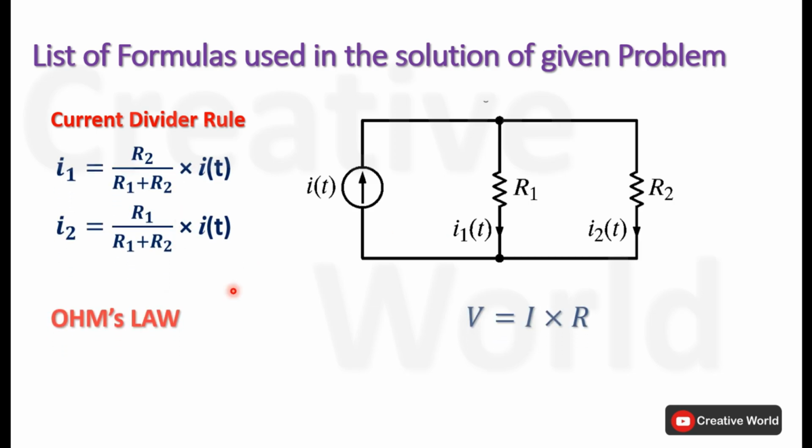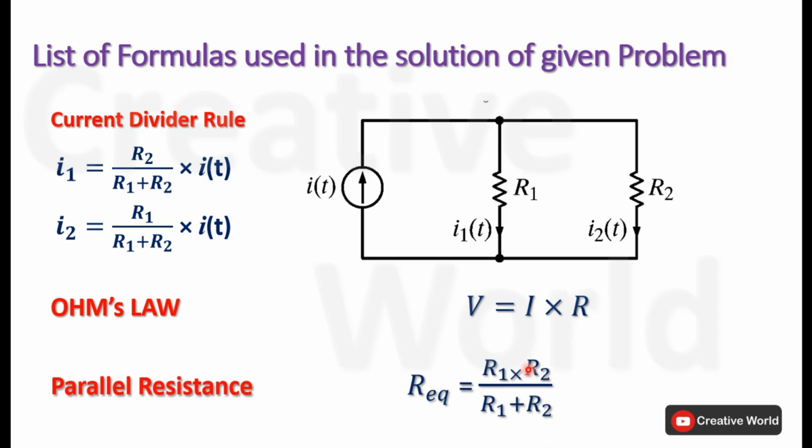We also will be using Ohm's law. According to Ohm's law, voltage across any resistance R is always equal to the product of the current through that resistance and the value of the resistance itself. The parallel equivalent resistance formula will also be utilized. R equivalent of two parallel connected resistances is calculated by taking the product of both resistances divided by their sum.